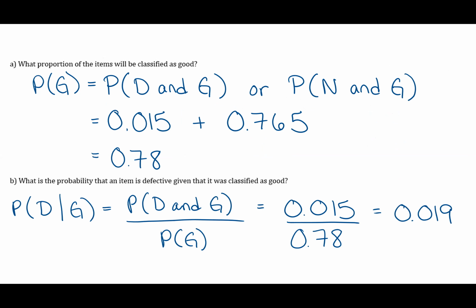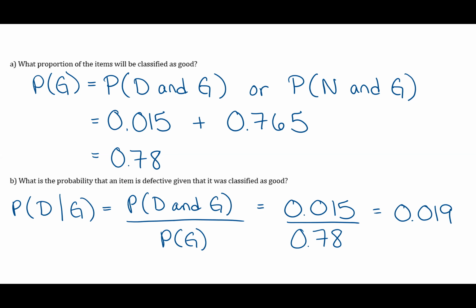Where'd you get the 0.78 from? The 0.78, the probability that it was good, that was from part A, right? We calculated that in part A, going back a few slides, where we took the probability of D and G or the probability of N and G and added those up to get 0.78. So that was the probability of just getting good. Being labeled as good.